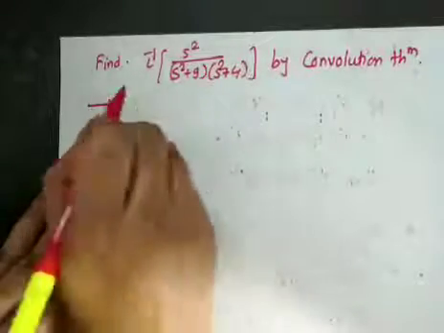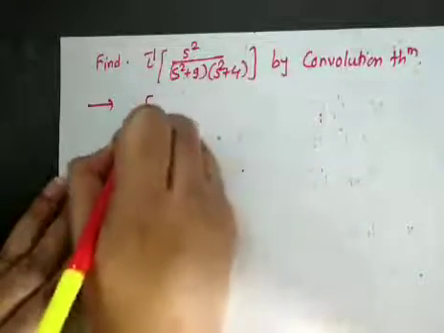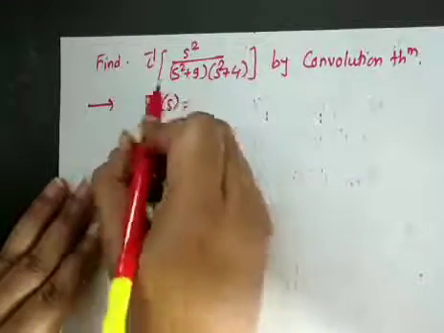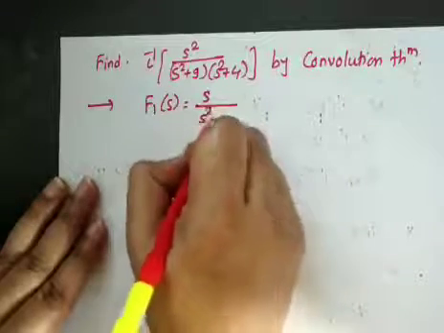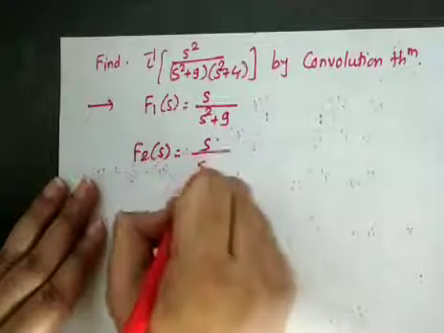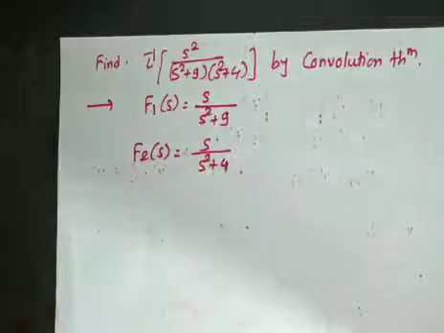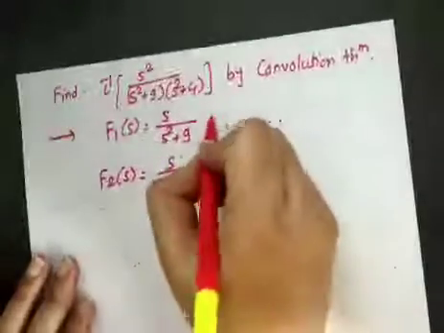So we have to first find two functions, multiplication of two functions in this. So we'll write f1(s) as, since there is s squared, that is 2s, so I'll give 1 s to the first function, and f2(s) is s upon s square plus 4. Try to write such functions whose standard formulae of Laplace inverse are known.